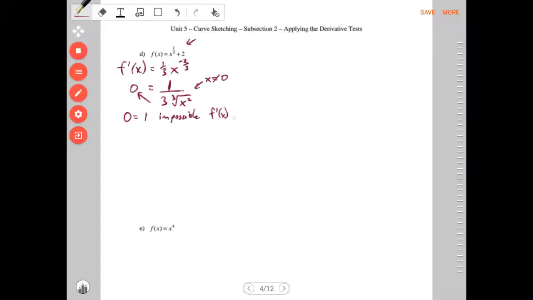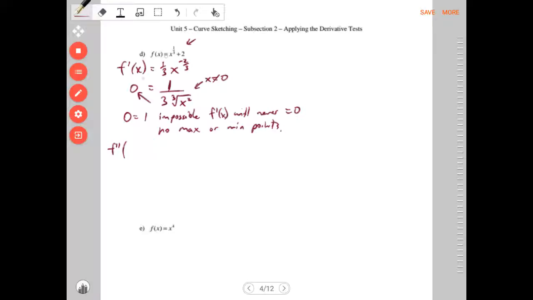F prime of x will never equal 0, so there's no max or min points for this graph. Well, fair enough. Yay, no maximums or minimums. So now we try f double prime of this thing. We're going to go back up to the first shot at it.